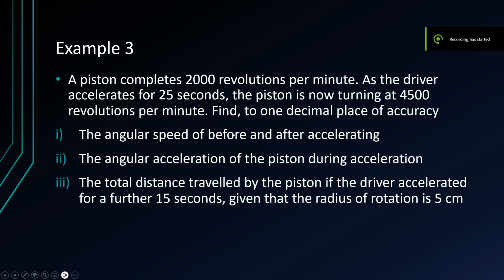So here's a very tricky question. A piston completes 2,000 revolutions per minute. As the driver accelerates for 25 seconds, the piston is now turning at 4,500 revolutions per minute. Find, to 1 decimal place of accuracy, the angular speed of the piston before and after accelerating.